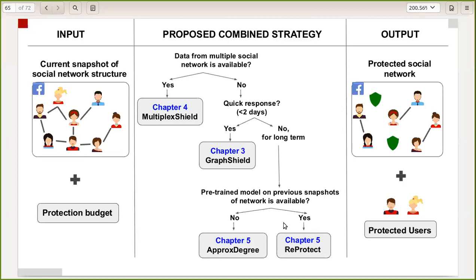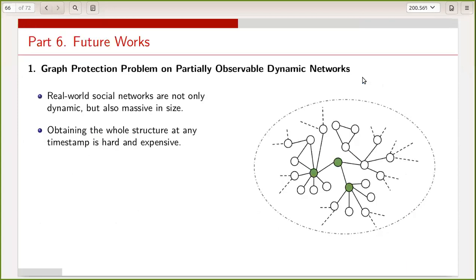But if not, we can just approximate using the heuristic base, by approximating the minimum vertex cover. So the output is the protected nodes here, the protected nodes. It means that the critical users will be protected.